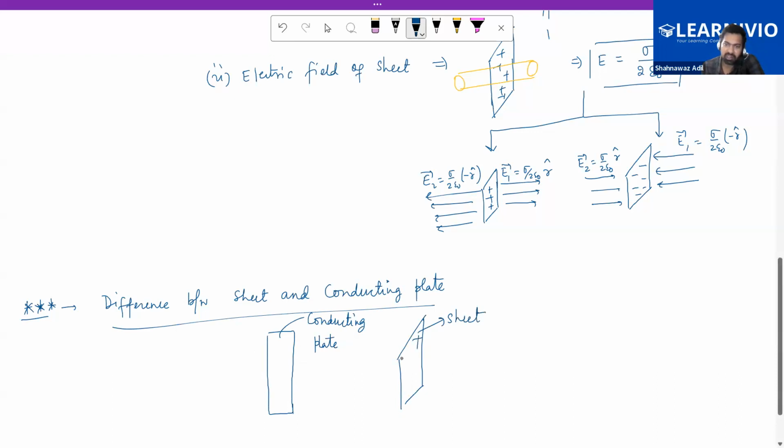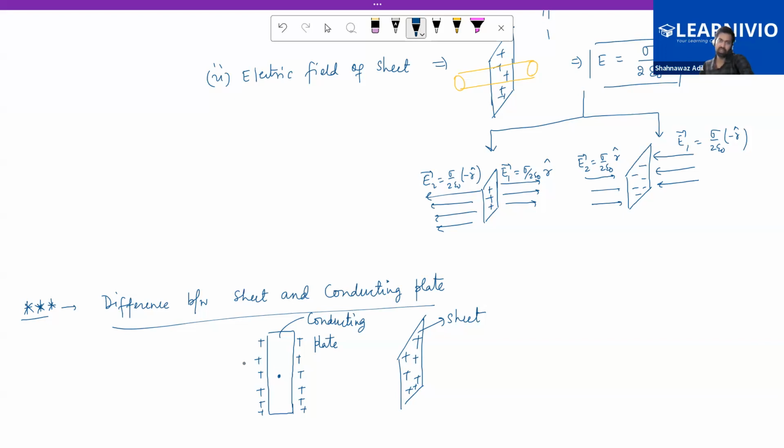In the sheet, the charges are distributed uniformly. But how are the charges distributed in a conducting plate? Let's say this would be some charge, and this would be some other charge. But inside there would be no charge. So there would be no charge inside this conducting plate. So this conducting plate will have three regions: one inside region, then two other outside regions. Do you understand this part?